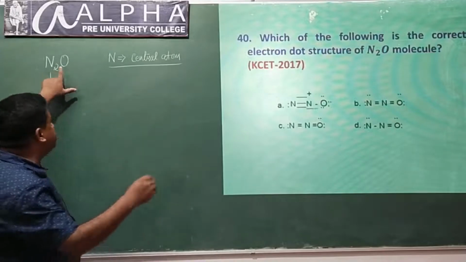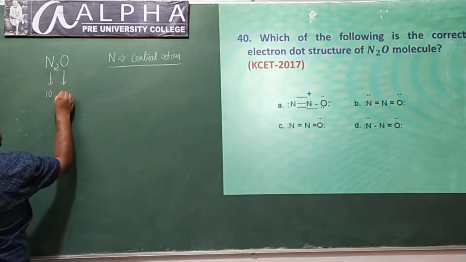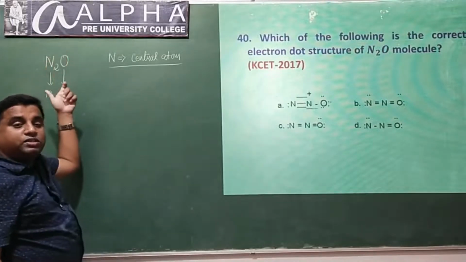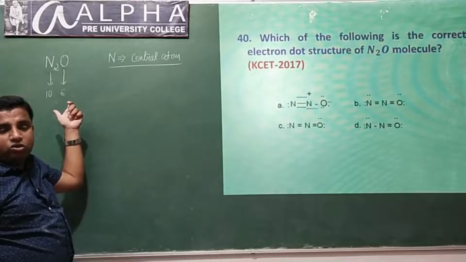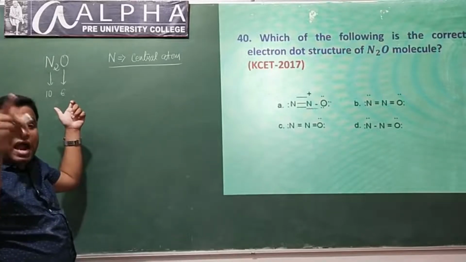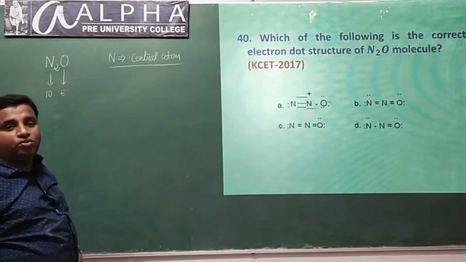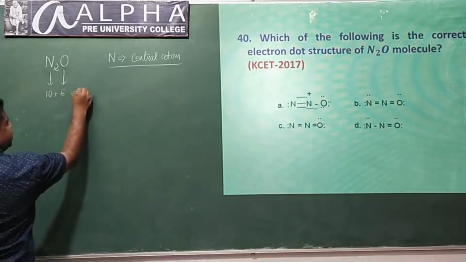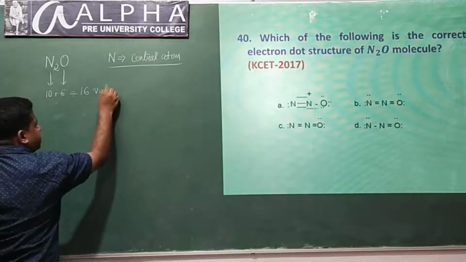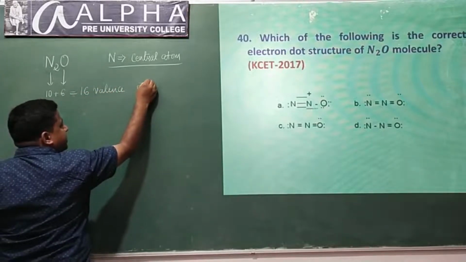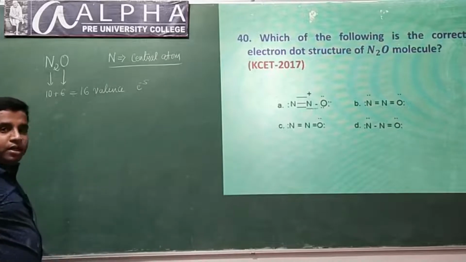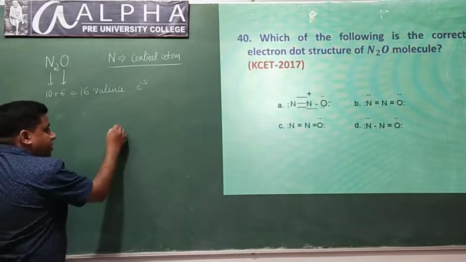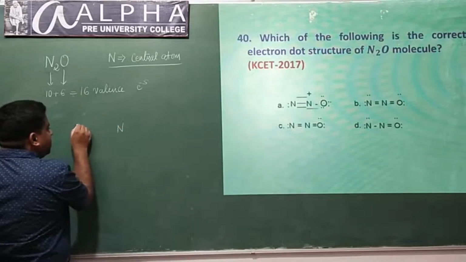So 16th group means how many valence electrons? 6 valence electrons. If there is a positive charge, you have to subtract that charge from the total number of valence electrons. If there is a negative charge, you have to add that charge to the total number of valence electrons. Remember that point. So 10 plus 6 is total 16 valence electrons. Is that correct?